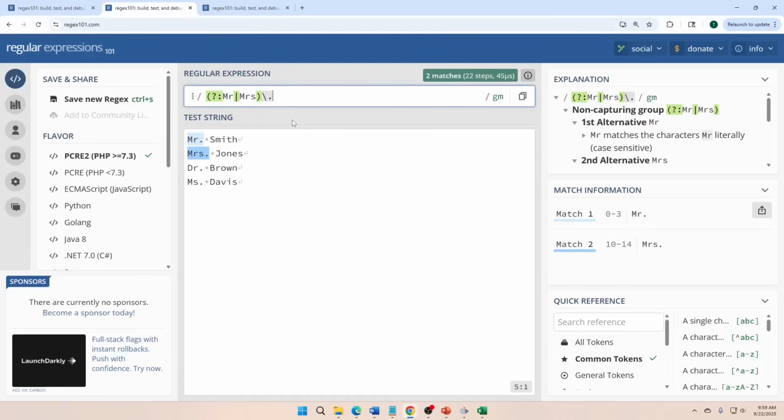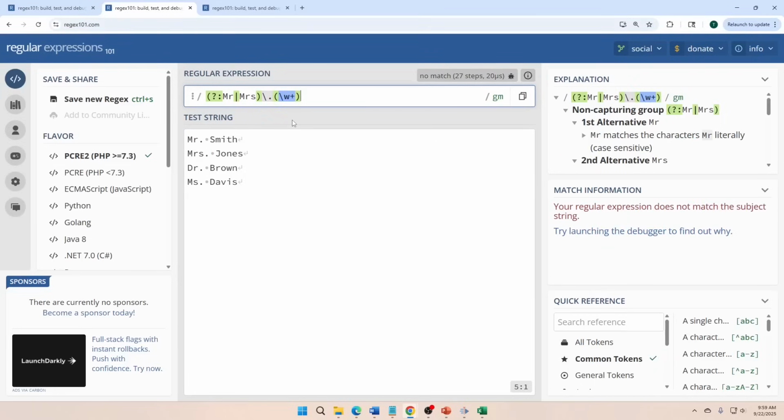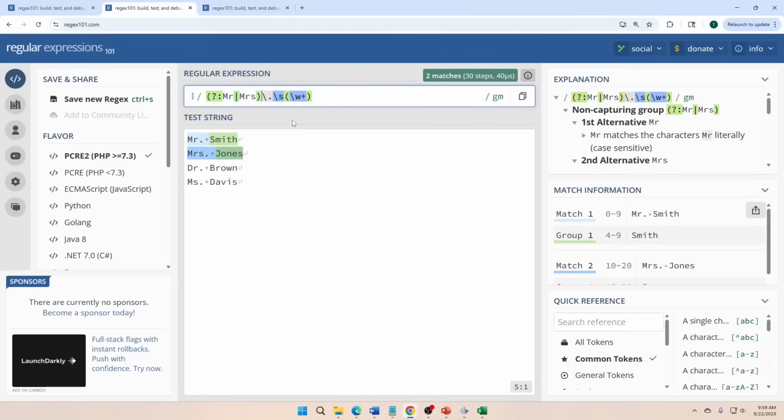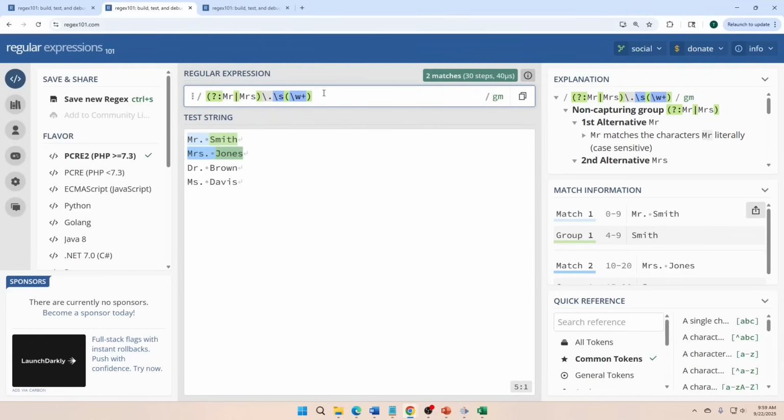And then we use a space there. And then we will go \W plus, so we're going to grab the next word. So we need a period here, so they'll just look for that period, the literal period. And then a space, and then capture the word.